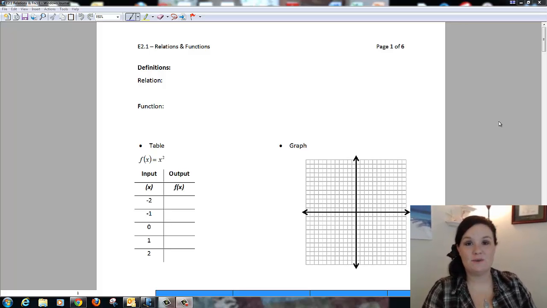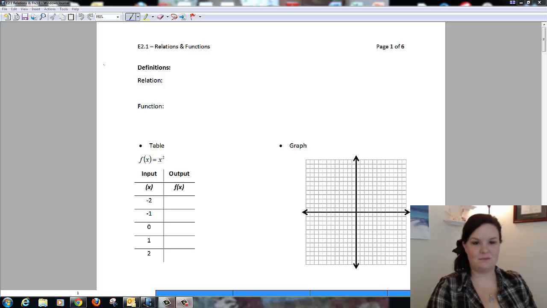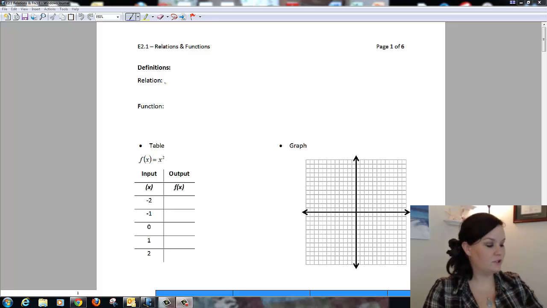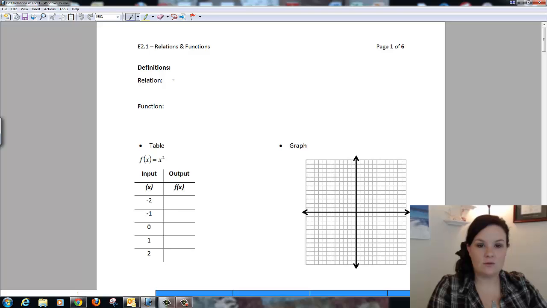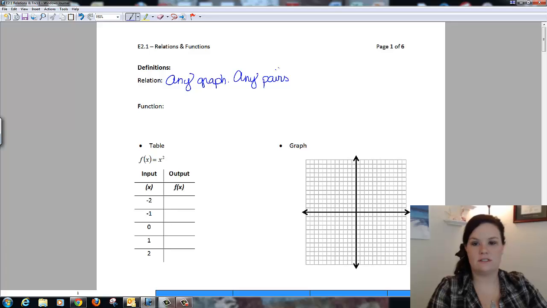All right, so today we're going to do E2.1, which is relations and functions. We need to know the difference between those two things first, so let me give you a couple definitions. The first one is a relation. A relation is any graph, okay? Or in other words, any pairing of inputs and outputs.